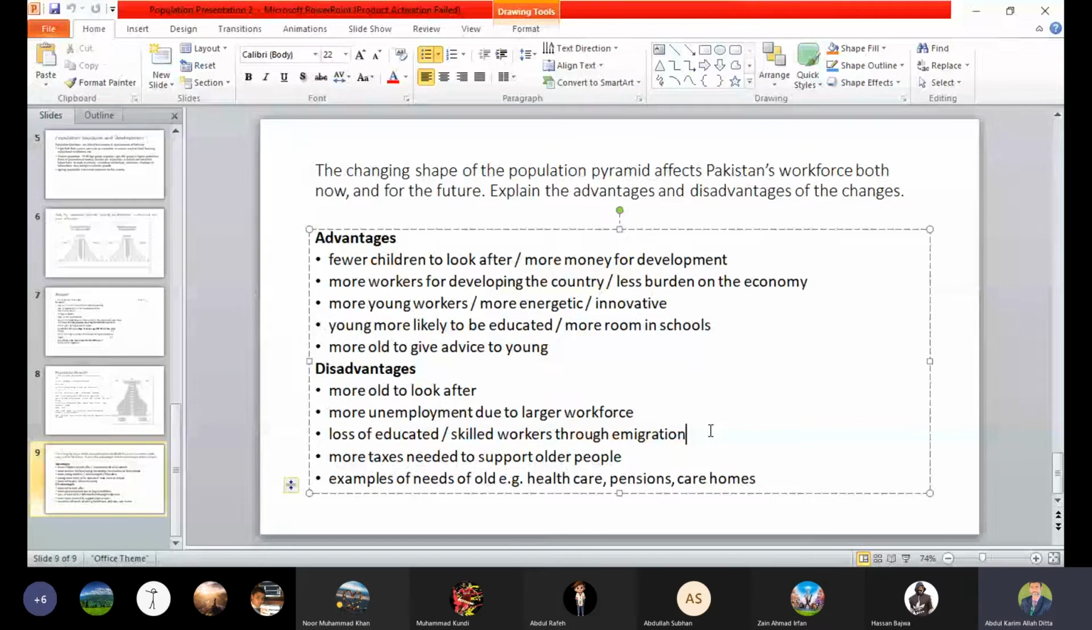More taxes are needed to support older people. We need more money, because if we have more people in the upper age group, they need healthcare, they need pensions, they need care homes, and a lot of things. For this purpose, the government has to levy more taxes on the people. So like that, we can write the answer, beta.